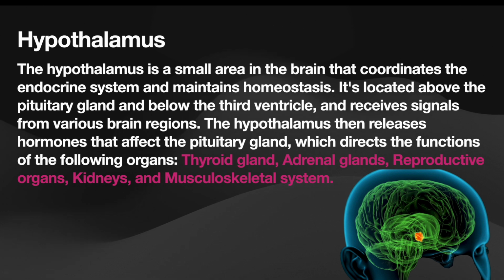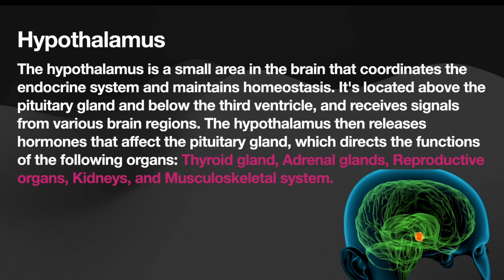The hypothalamus then releases hormones that affect the pituitary gland, which affects the functions of the following organs: the thyroid gland, which is in your throat area, the adrenal glands, the reproductive organs, the kidneys, and even the musculoskeletal system. The hypothalamus can be tuned up, if you want to speak in a musician's place. It can be tuned up to ultimately impact your fertility, your vitality, and even your skeletal system if you are an athlete and you work out and you stretch and so on and so forth.